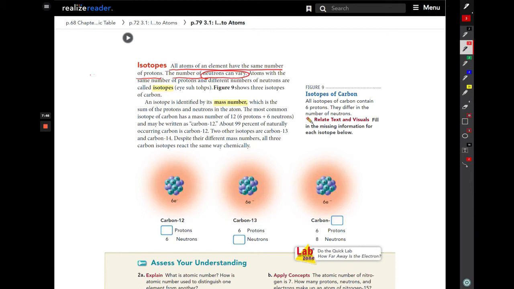So atoms that have the same number of protons but a different number of neutrons are what we call isotopes. And that's what they're showing you down here. An isotope is identified by its mass number, which is the sum of the protons and neutrons in the atom. So again, the mass number is the number of protons and the number of neutrons combined. So we can see down here, they show us 3 different carbon atoms. Again, the number of protons will always be the same. An element always has the same number of protons, but the neutrons can be different. When you add the number of protons and neutrons together, that's when you get the mass number.